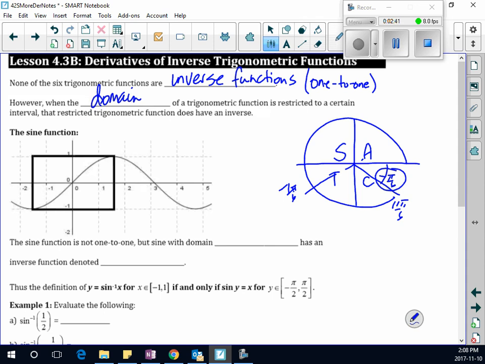It's because in order for it to actually perform the operation, it has to restrict its domain between -π/2 and π/2, which is basically this going this way and this going this way. So when the answer is in the fourth quadrant, it's named as a negative angle, because this is an inverse function. So the sine function is not one-to-one, but the sine with the domain -π/2 to π/2 has an inverse function denoted inverse sine.